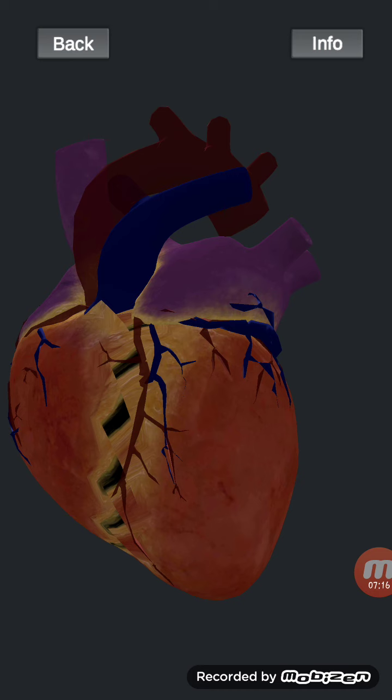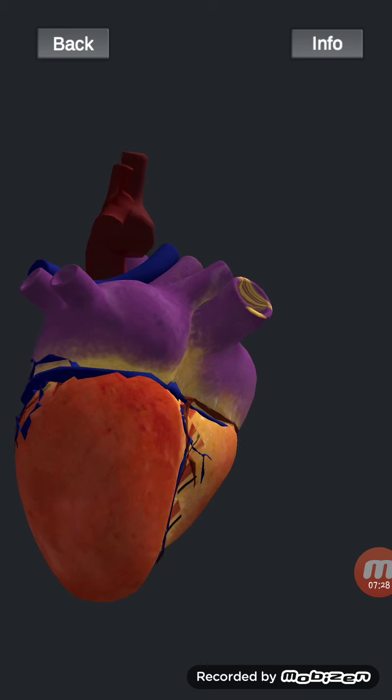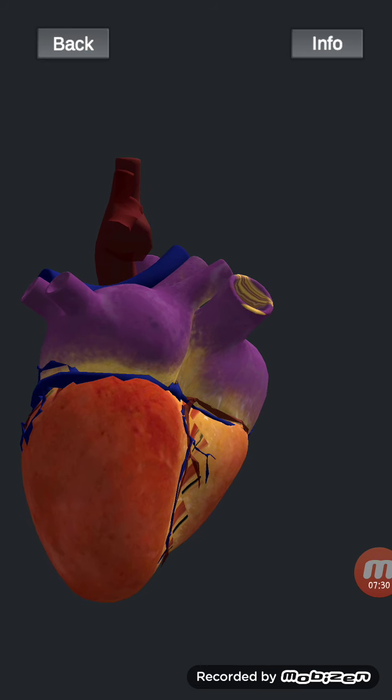Next, coming to the second one, heart wall. It consists of three layers. First one is outer epicardium. Second one is middle myocardium. Third one is inner endocardium. So, this is about heart wall.